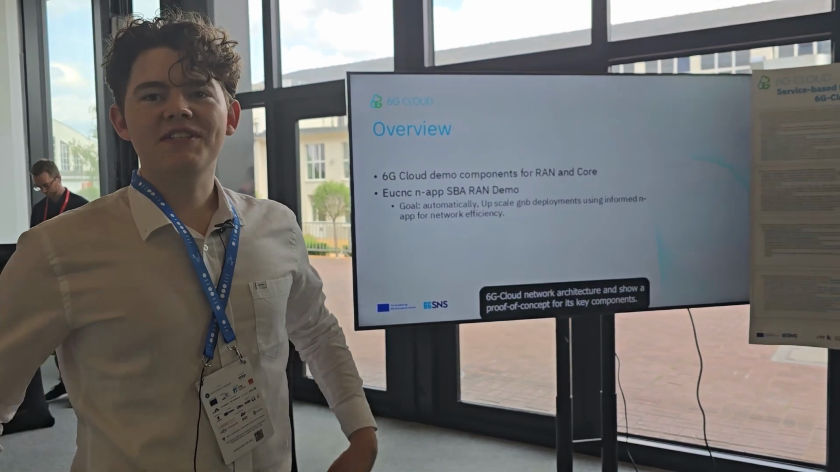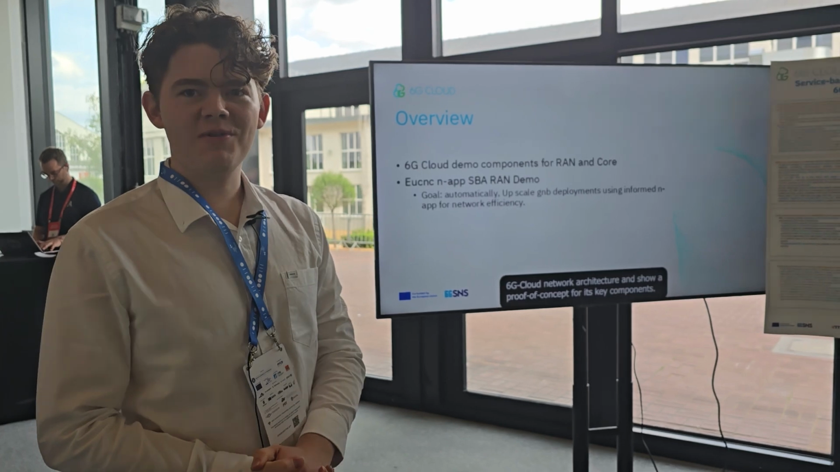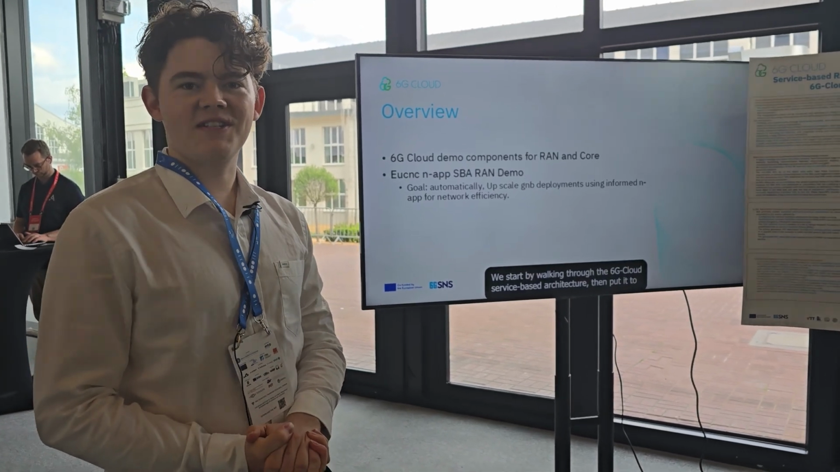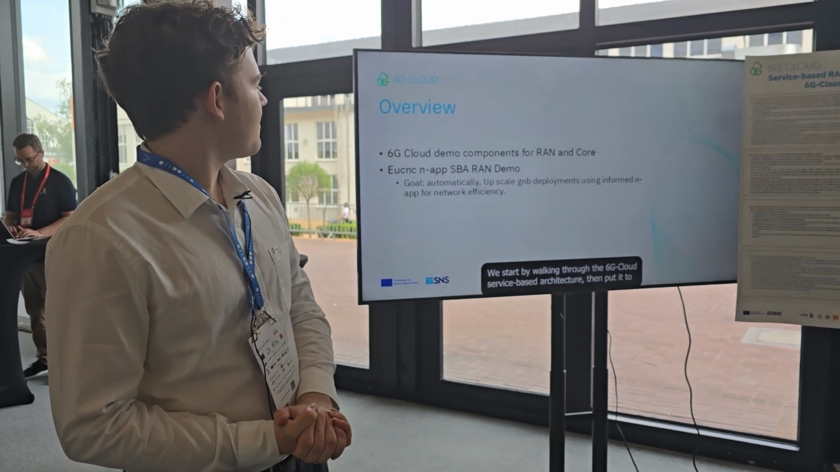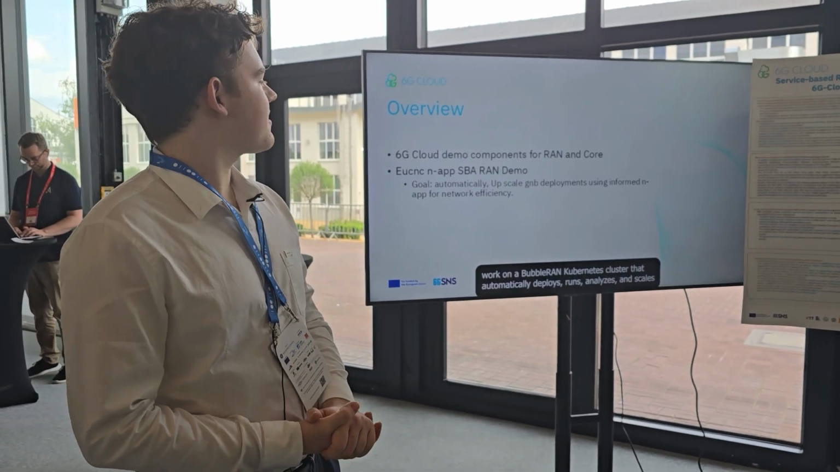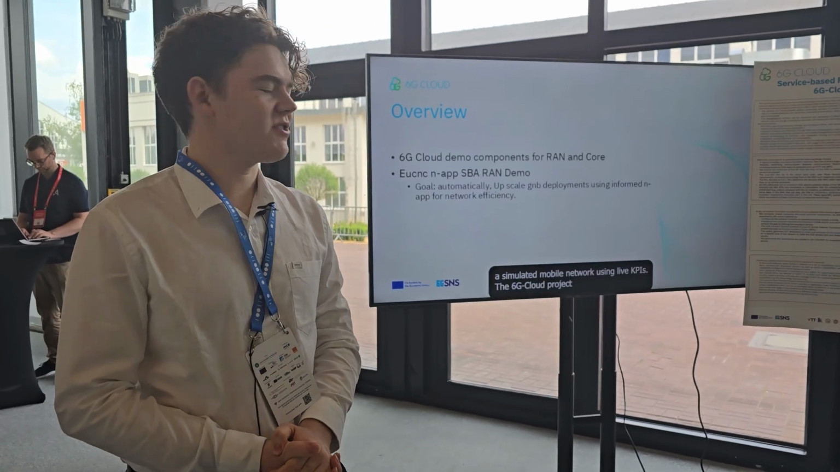The goal of this demonstration is to use the BubbleRAN Kubernetes cluster to orchestrate a service dependent on the network characteristics at any given time. So here in this demonstration, we're showing the service-based architecture using the different components from the 6G Cloud project.